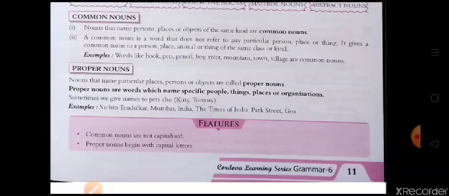Nouns that name a particular place, person or object are called proper nouns. Proper nouns are words which name specific people, things, places or organizations. Sometimes we give names to pets also, like Kitty, Tommy. For example, Sachin Tendulkar, Mumbai, India, The Times of India, Park Street, Goa.